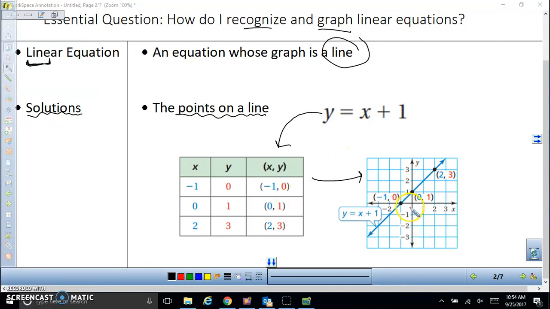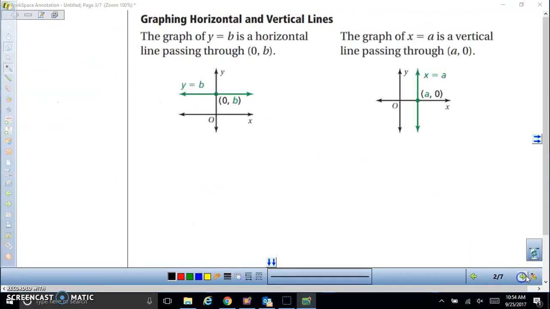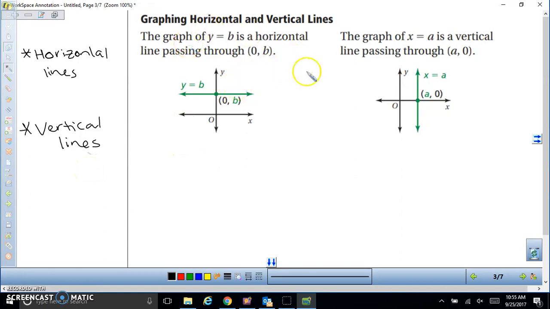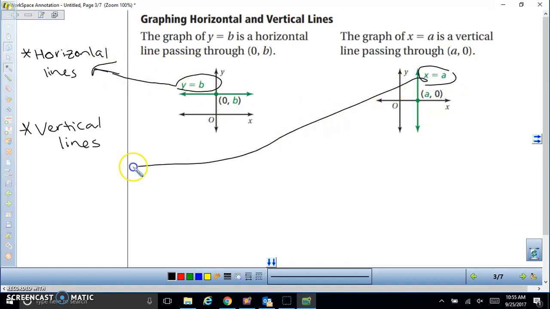Let's go ahead and look at two special types of graphs that don't show up often. I would add these into that side column right there: horizontal lines and vertical lines. They don't show up often, but when they do, they'll catch you off guard because we might not have learned them yet if you don't talk about this format now. So y equals b is that horizontal. So y is a number, and then x equals a number is that vertical.